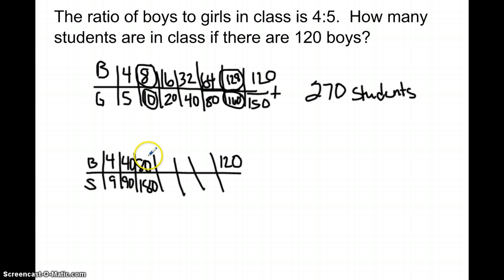So right here, if I take 80 and I add it to 40, I get 120. I added those 2 columns together, so I have to do the same thing on the bottom. I have to add 180, and I have to add 90 to get to 270. And in this ratio table, you can see that I labeled the students, so it means 270 students. I'll put S for students.